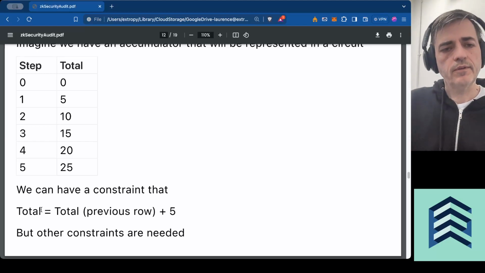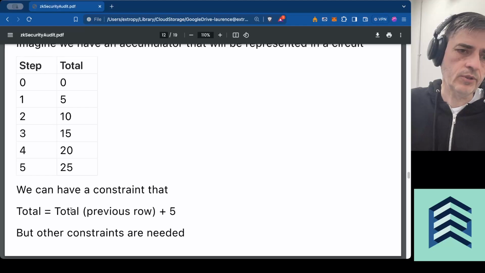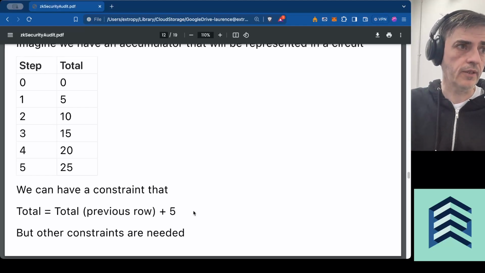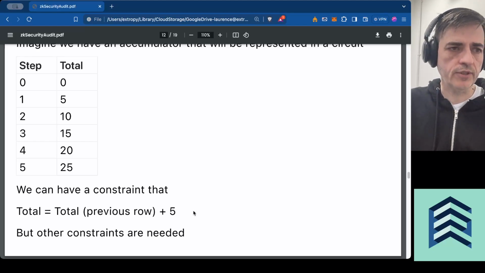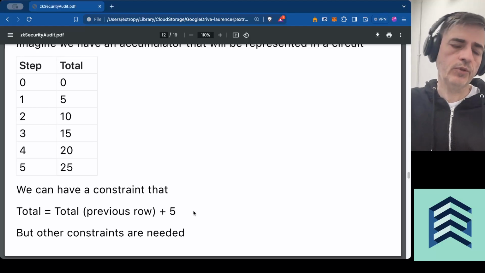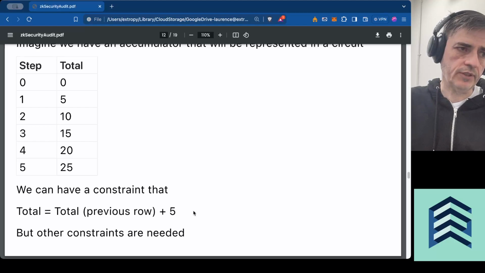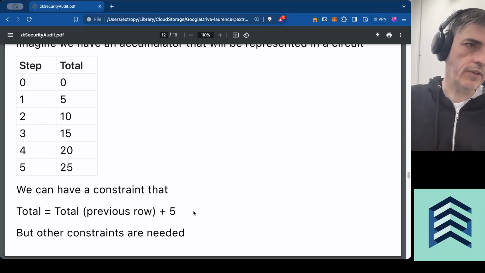They will write something such as total is the total of the previous row plus 5, because that's a way of computing the next row. But what we really need is a constraint about this. We're saying that the total on this row must be the total of the previous row plus 5. And then we need other constraints as well to say that this is being done correctly.